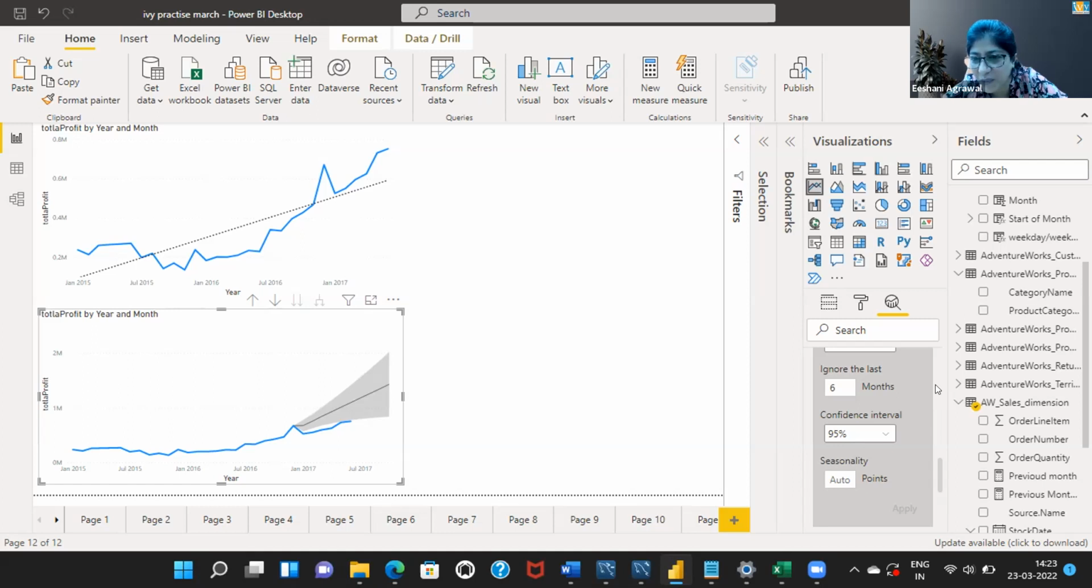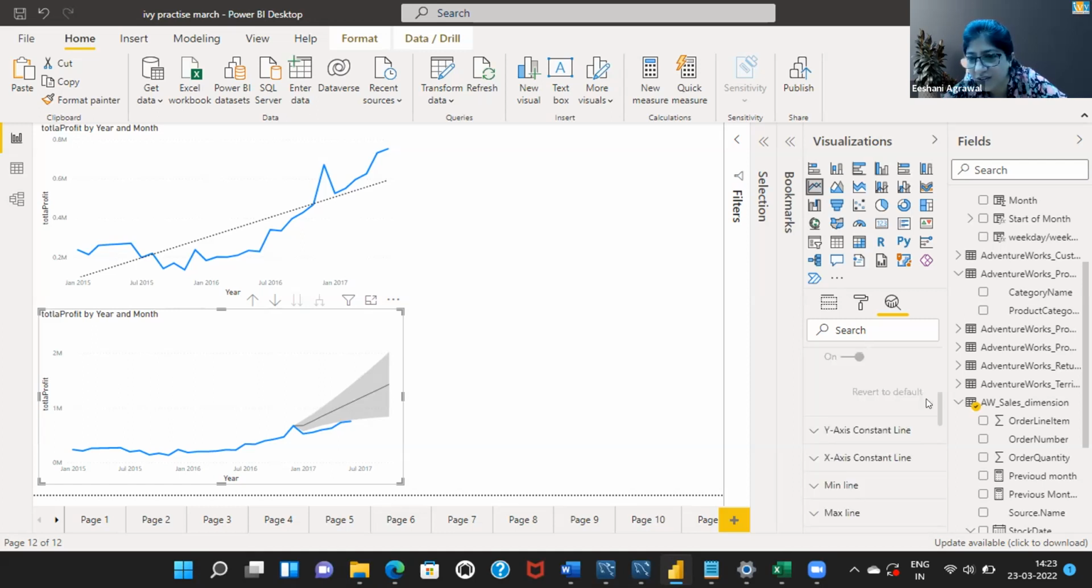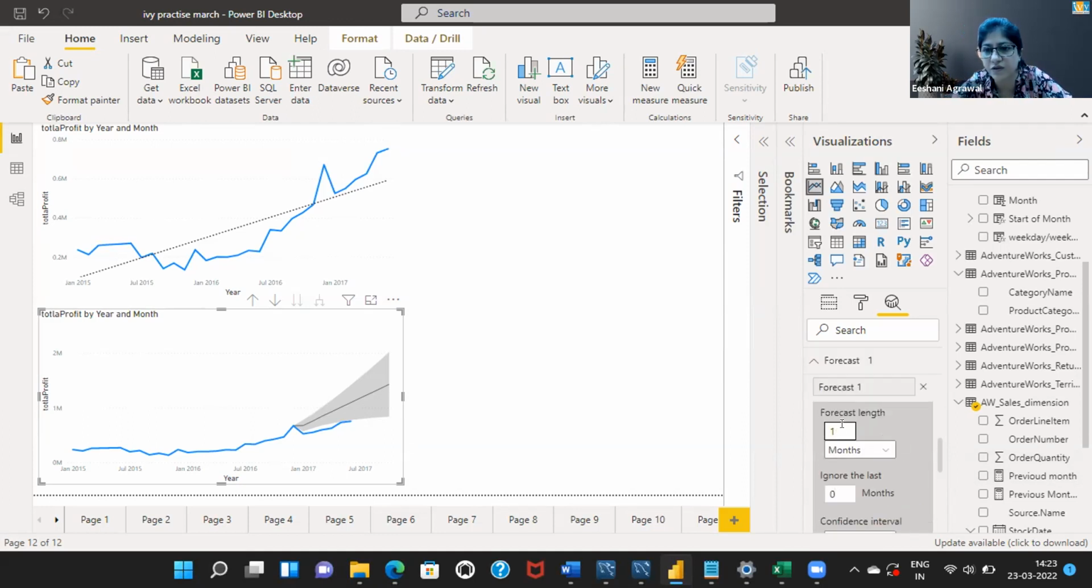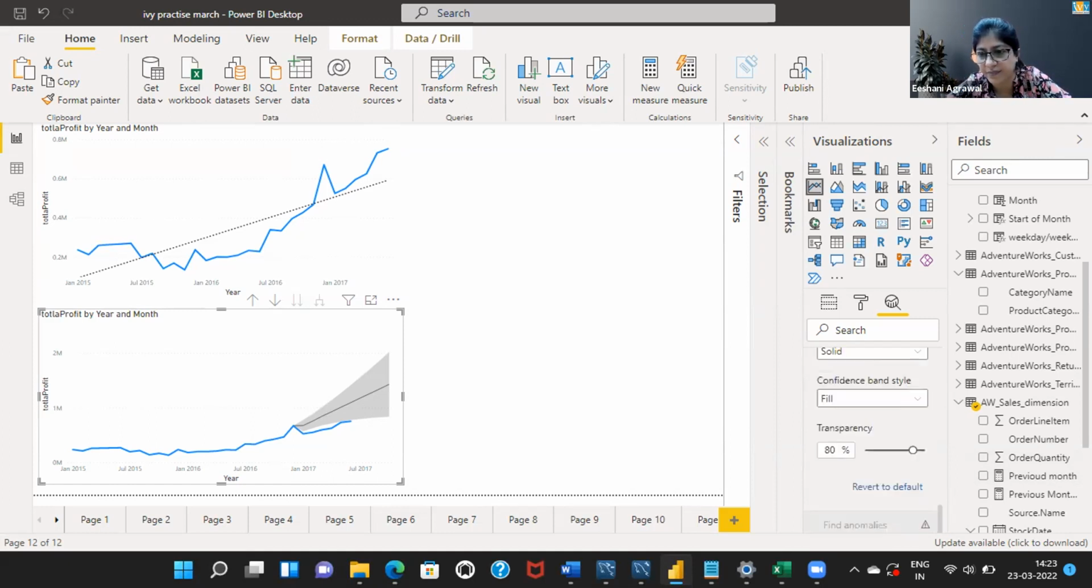It should not be ignoring the last 6 months. The point should be 0 for the 6 months. That's where we went wrong. Even I didn't pay attention to it. So that's the reason. This is 0. And on top, the forecast is for 6 months. Now it's correct. Thank you. Now it's correct. All right.